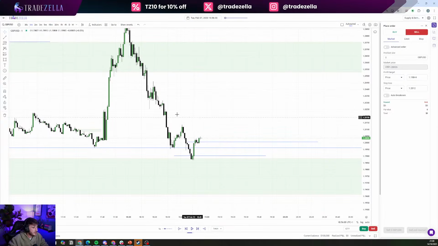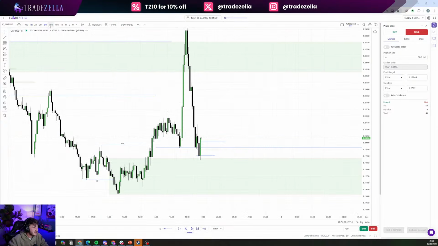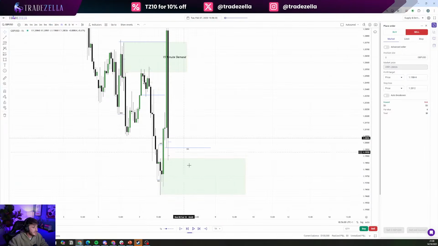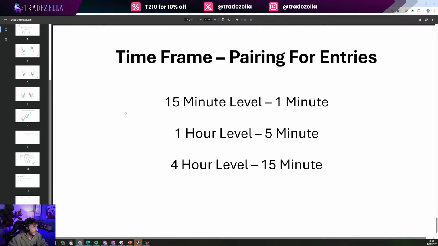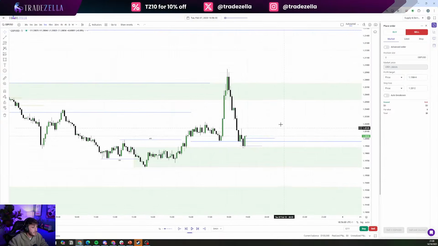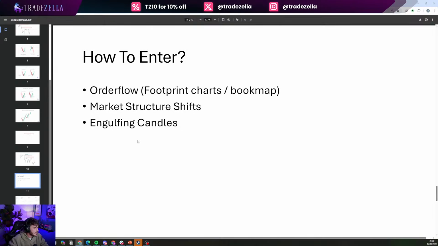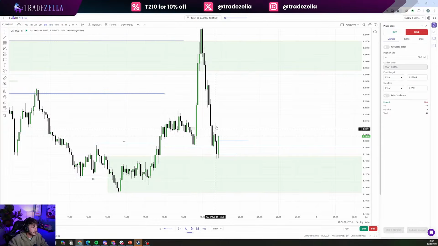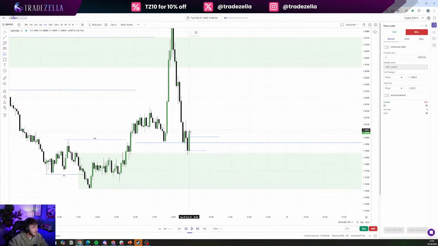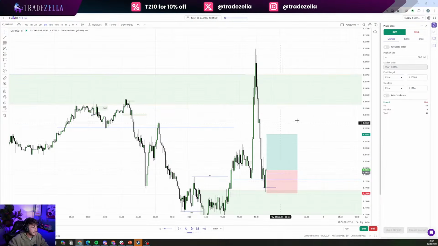Now, maybe there is one on the 1 minute, okay? But I can't take it because what I'm trading off is a 1 hour area, right? And as per a 1 hour level, I can only use a 5 minute entry, okay? So I can go ahead and enter this because I've got a bullish engulfing. And as I said, engulfing candles are another way that we can enter these trades, okay? So I'm going to go ahead and plot this and have this as an entry, right?